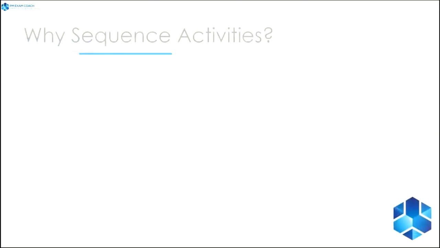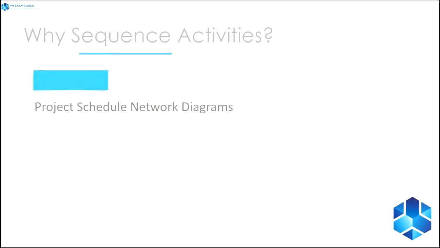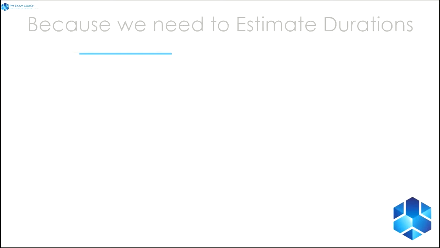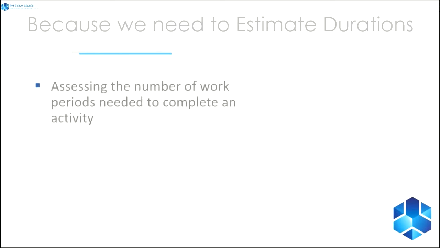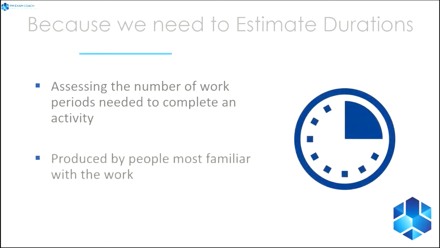Why do we go through all of this? Why do we sequence the activities like that? Well, these network diagrams will allow us to know not only the logical order for these activities to occur, but we also need to estimate durations. We need to assess the number of work periods needed to complete an activity. And this should be done by experts and people who are most familiar with the work.